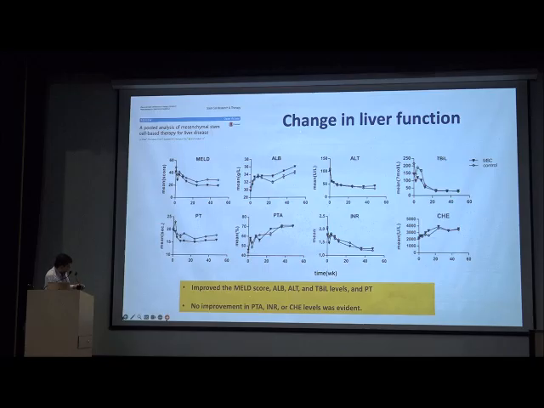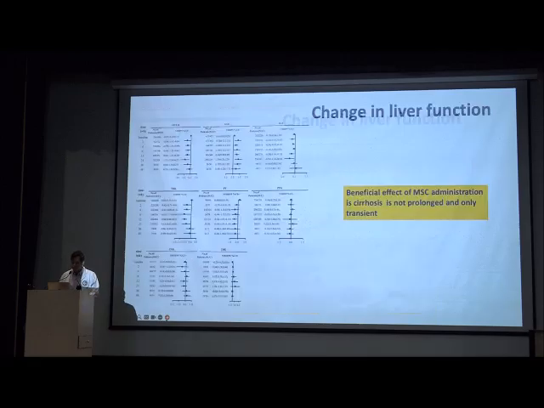So there is an improvement in MELD, albumin, ALT, bilirubin, PT, but there is no improvement in INR as well as the CHE level. So that says that in increased coagulopathy or even advanced stage of liver disease, these cell therapies may have a slightly limited role. So maybe we need to act or instill them a lot earlier.